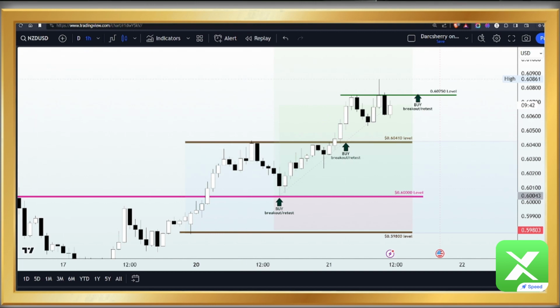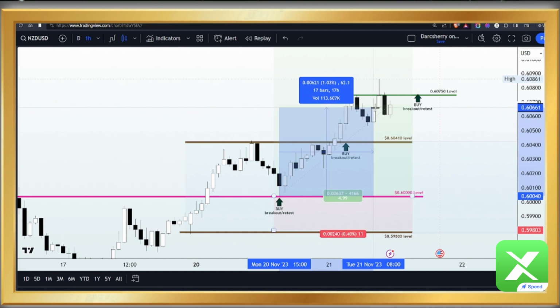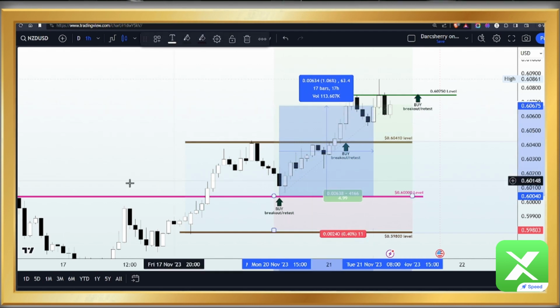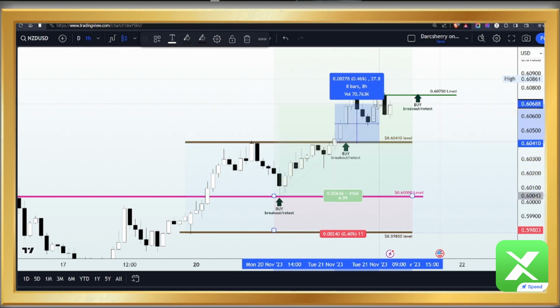on this move. So currently, you should be having a minimum of 2 positions, where the first position is currently running with about 63 pips in profit, while the second position is running with about 27 pips in profit. So we have a total of about 80 to 90 pips at this point in time, which is not bad at all for the first half of the week.